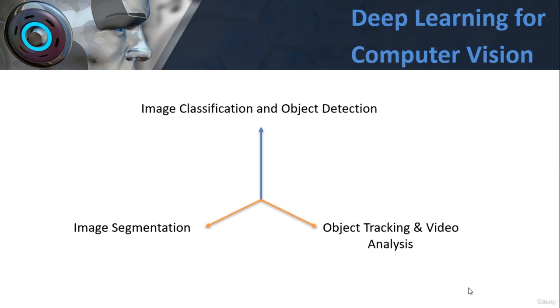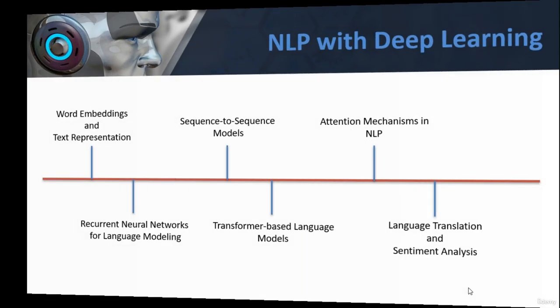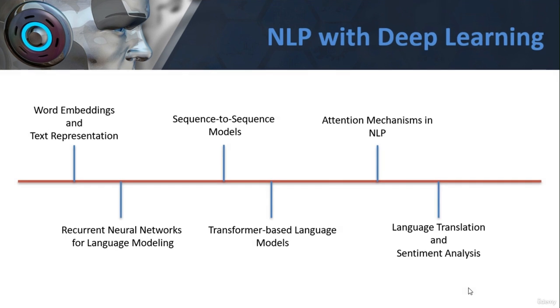Now we will discuss natural language processing with deep learning. Word embedding and text representations. Word embedding forms the foundation of language understanding in deep learning models. We explore popular techniques like Word2Vec, GloVe, and FastText, discussing how they capture semantic relations between words. Additionally, we examine methods for representing text, including bag of words and TF-IDF.